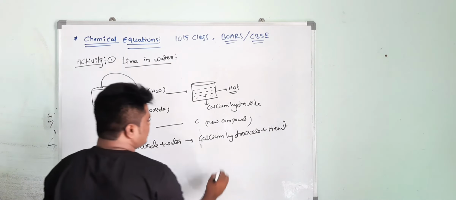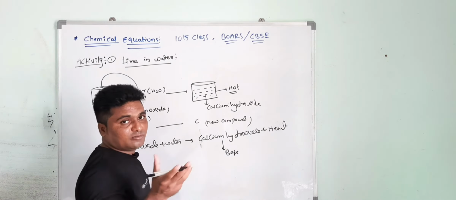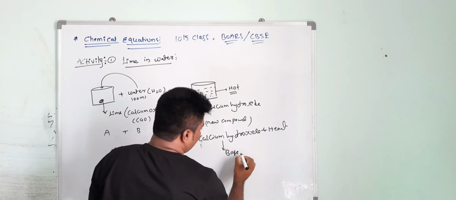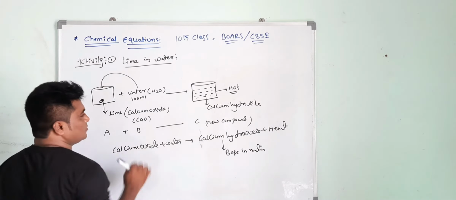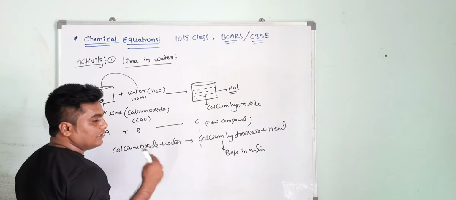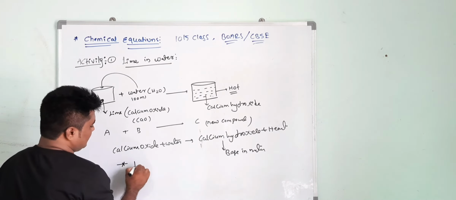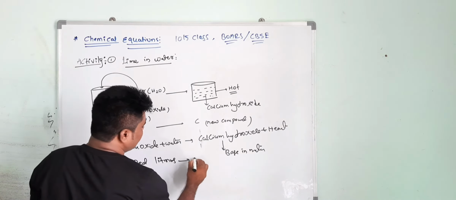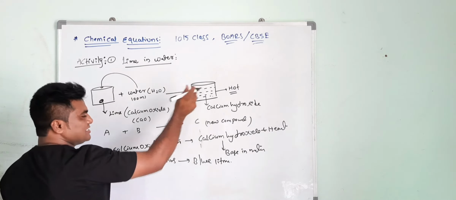See, this calcium hydroxide is what? Hydroxide means this is a base. You must have studied in 7th, 8th standard what is a base, like NaOH. Calcium hydroxide is basic in nature because it is a base. So if you dip red litmus paper into this solution, the red litmus paper is converted into blue litmus. So this indicates it is basic in nature.